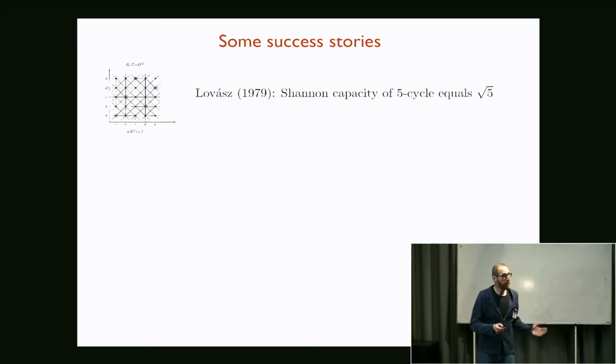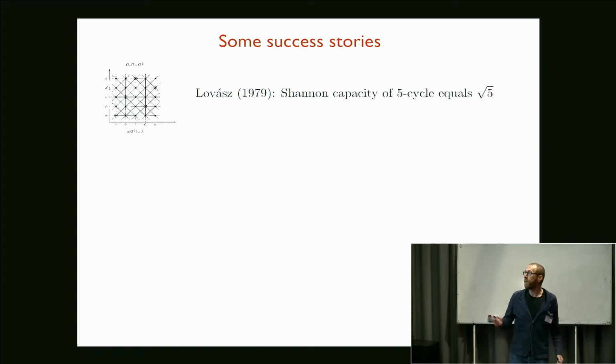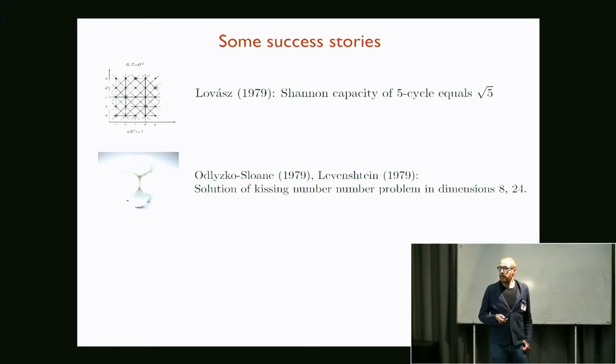This has been done in a couple of cases. First of all, Lovász also used it in an error-correcting code setting, where he computed the Shannon capacity of the 5-cycle, which is square root of 5, answering a question of Shannon. Then you can look at it also for packing on the unit ball. So you can solve the kissing number problem in dimension 8 and 24 with it.